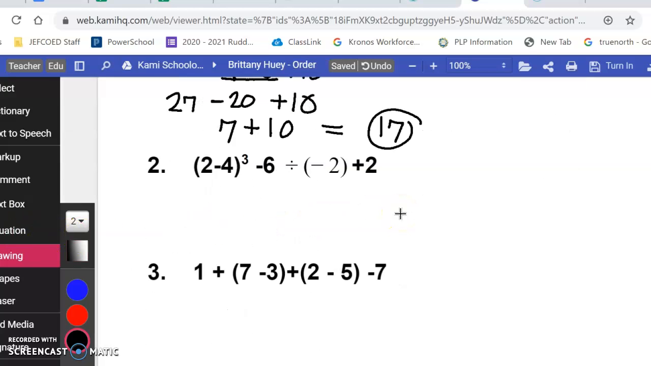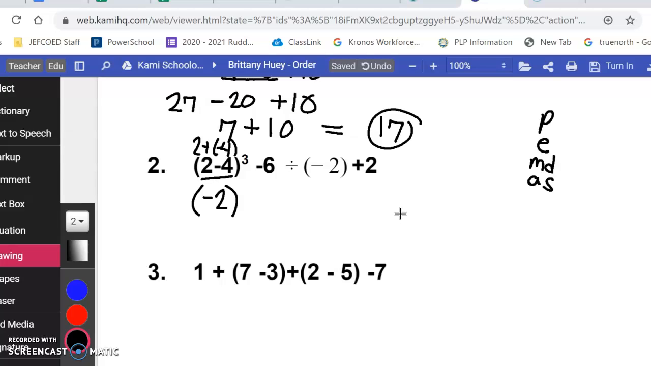All right, next one. Remember, we're doing operations. Parentheses, exponents, multiply and divide, and add and subtract. So we have two sets of parentheses, but notice in this parentheses it's just one answer. It's already solved. So 2 minus 4, well, that's negative 2. Because remember, we keep, change, change.